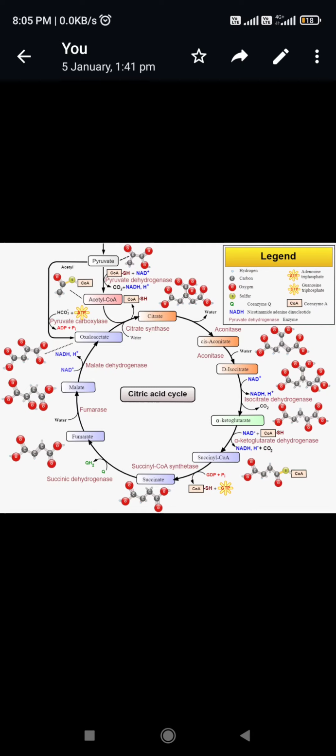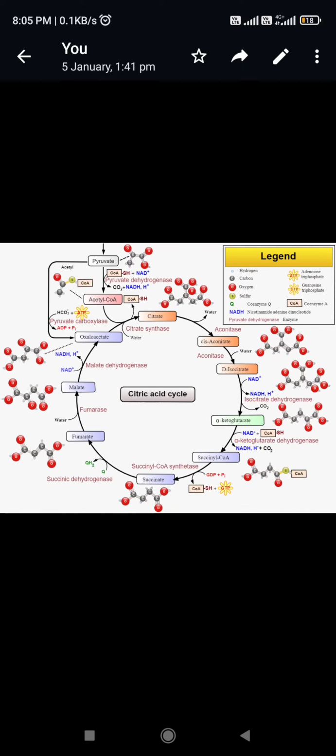The second step is isomerization. There is a formation of isocitrate from the citrate molecule in the presence of the enzyme aconitase. The third step is the first oxidative decarboxylation. Here there is a formation of alpha ketoglutarate. Isocitrate is converted to alpha ketoglutarate in the presence of the enzyme isocitrate dehydrogenase.